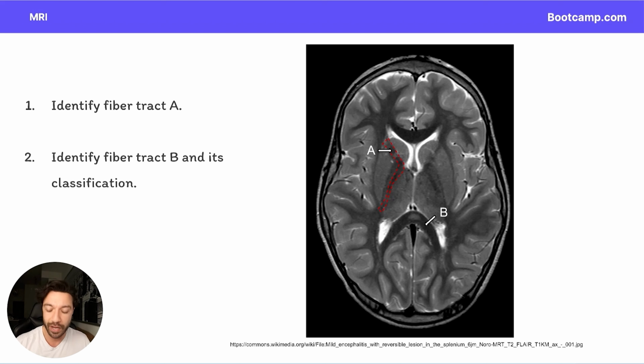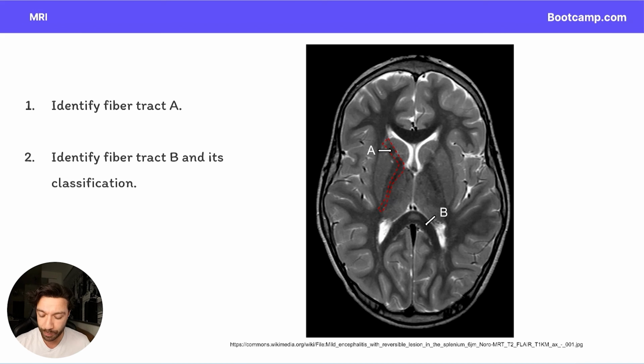We know that this is a horizontal MRI section, and we have this kind of V-shaped white matter structure. It's going to be traveling between our caudate nucleus, our thalamus, and our lentiform nucleus right here. And it's got 3 areas: an anterior area, a bend or a genu, and a posterior area. So this fiber tract A is our internal capsule right here.